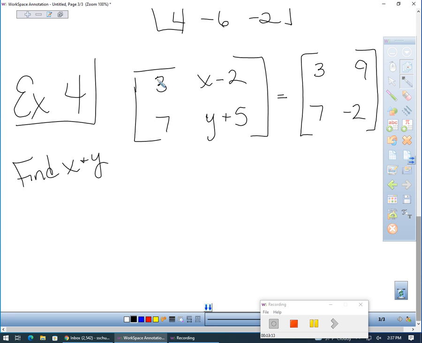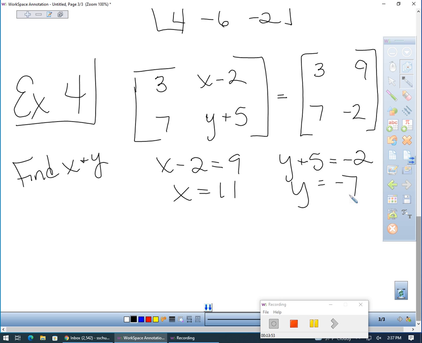So you'll notice, what do you notice about the A11 spot in both of them? They're equal, right? Because the matrices are equal. So that means that we can take A12 and set it equal to A12 over here. So I have x minus 2 equals 9. X equals 11, exactly. Let's look at row 2. You'll notice 7 equals 7, which also means that y plus 5 equals what? And then you just solve for y. Yep, that's all you need to do. I have 2 of them that are like that on the worksheet.